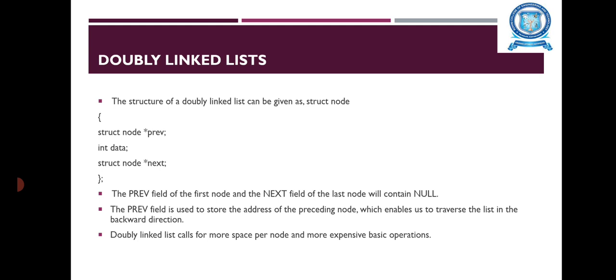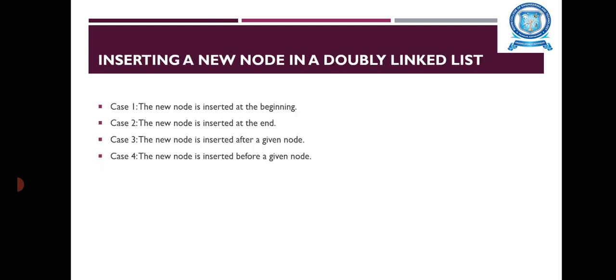The previous field is used to store the address of the preceding node, which enables us to traverse the list in the backward direction. Then, a doubly linked list calls for more space per node and more expensive basic operations. Inserting a new node in a doubly linked list, there are four cases.